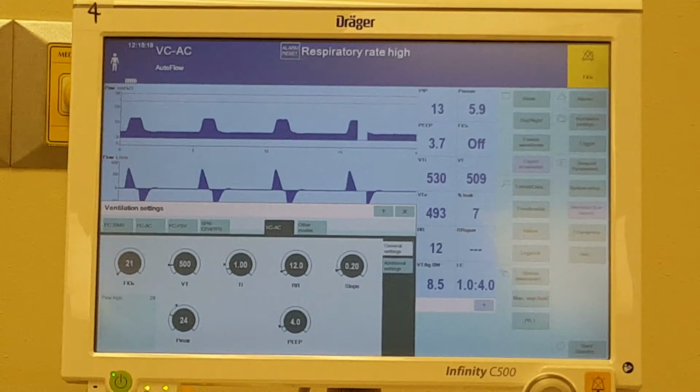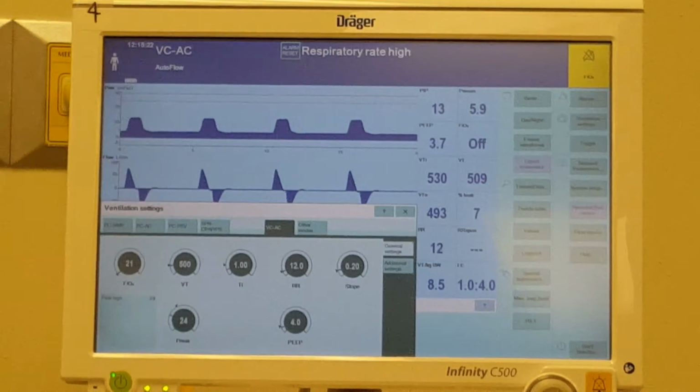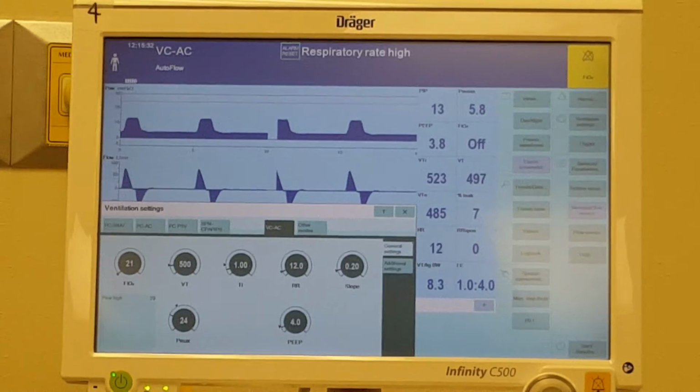So here we are in VC-AC with auto flow on, right? So we're in PRVC. And notice I've got everything set as suggested. VT 500, I time 1 second, respiratory rate, everything's good.